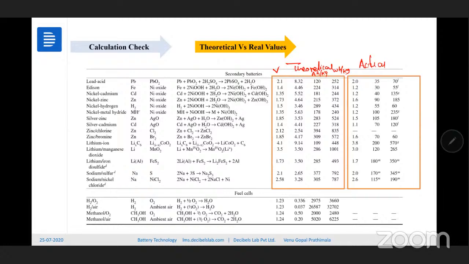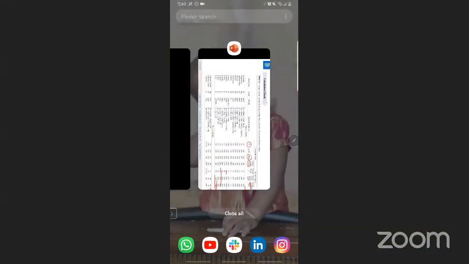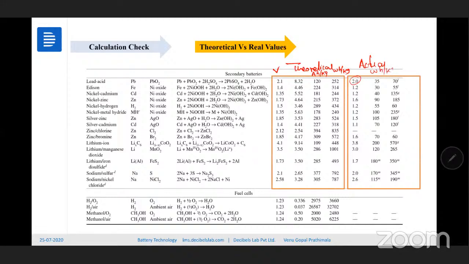So for the first case, the cell voltage we got is less, 1.82. But if you look at the cell capacity value, we got exactly the same, 120 ampere per kg. And the cell energy we got approximately 220 watt hour per kg. But in the real case scenario, the cell voltage is 2.0. And it is watt hour per kg. Actually, it has to be 252 watt hour per kg, but in the real case scenario, we are getting only 35 watt hour per kg. What might be the reason for that?